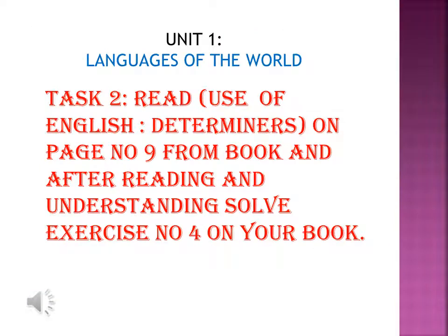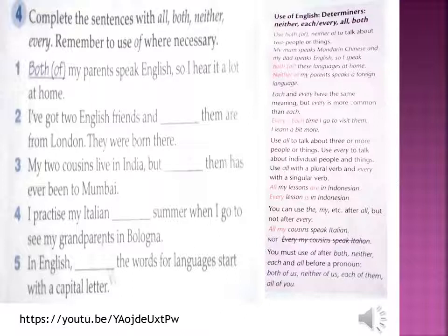Dear student, let's step forward towards task number 2. Read use of English on page number 9 from book. After reading and understanding, solve exercise number 4 on book. Today you are going to learn about determiners. In English grammar, a determiner is a word or group of words that specifies, identifies, or quantifies the noun or noun phrases that follows it. It is also known as a prenominal modifier.